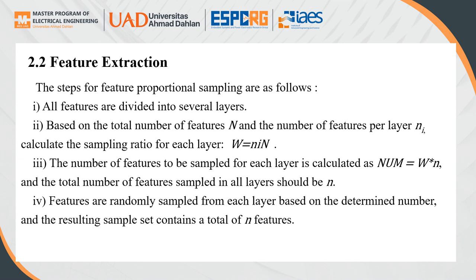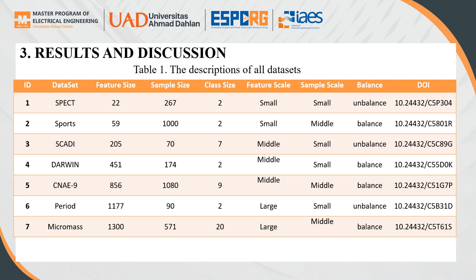4. Features are randomly sampled from each layer based on the determined number, and the resulting sample set contains a total of n features. As shown in Table 1, this experiment selected 7 different dimensional datasets from UCI. The experiment used 10-fold cross validation.